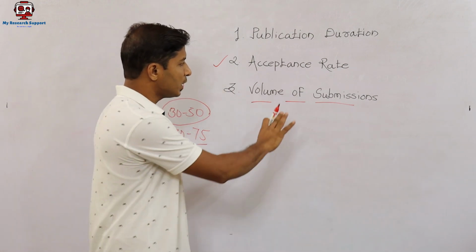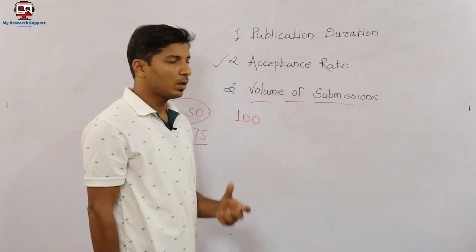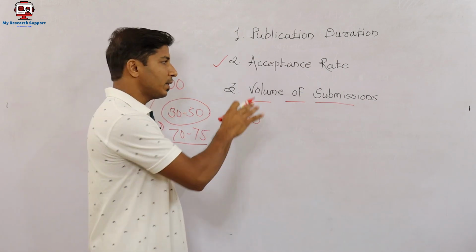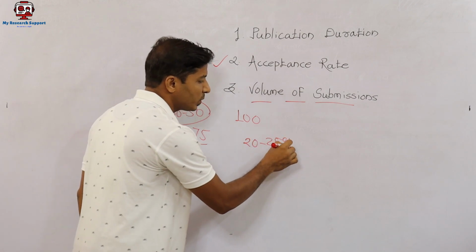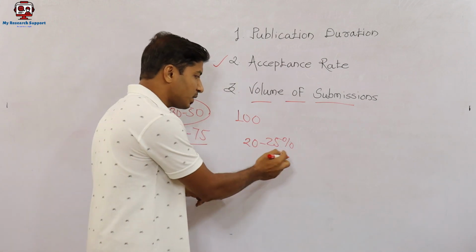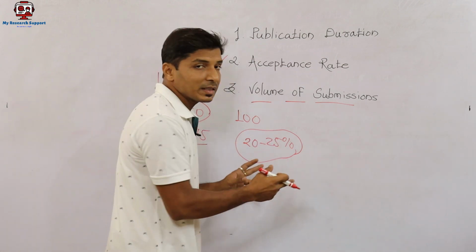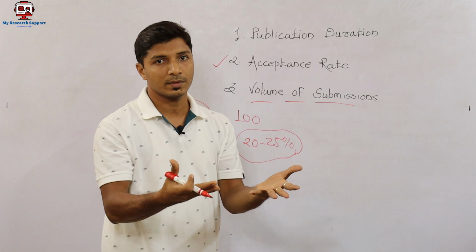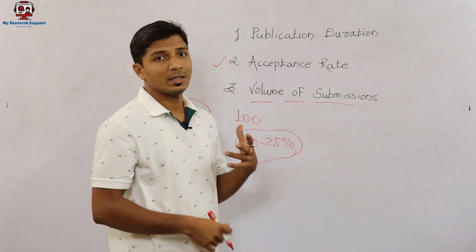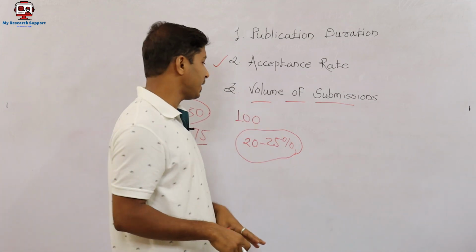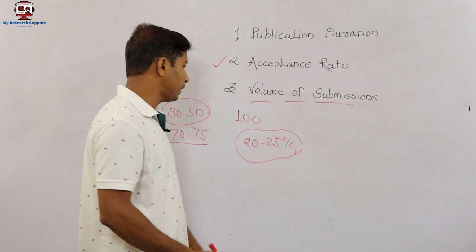But in this new journal, the volume of submissions may be 100. This volume is low. So out of this 100, this journal has to publish at least 20 to 25% of the research articles, so that the published research articles in that particular journal will get citations, and only then will the number of citations of the journal increase. Again, the CiteScore, the impact factor, everything is related to the research articles published and the number of citations.